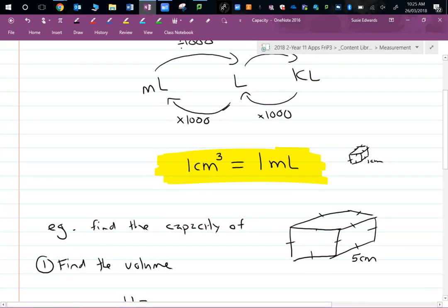All right, so let's just do a quick example. If the word capacity comes up, you need to know capacity is mils, litres, kilolitres. So it says find the capacity of this cube. It's got all 5 centimetres. Find the capacity of this cube.